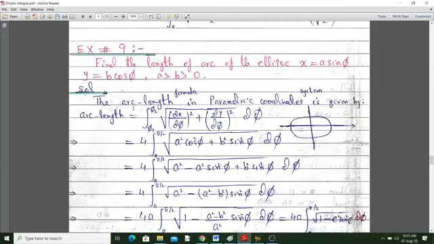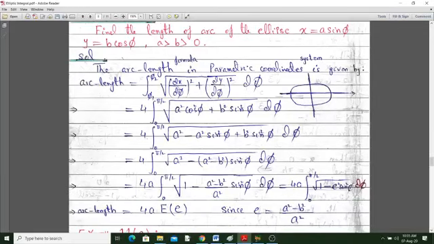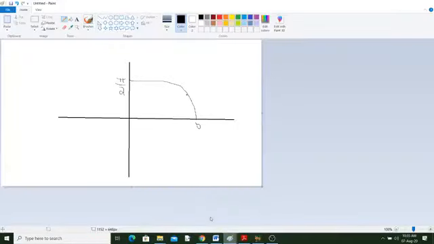You see the arc length formula in the parametric coordinate system is given by this. To use this formula for calculating the arc length of the ellipse, for the whole ellipse the angle goes from 0 to 2 pi. But you see in this diagram of the ellipse there is a symmetry. So instead of calculating the whole ellipse, we calculate only the integral from 0 to pi by 2, then we multiply it by 4, and we get the same result.